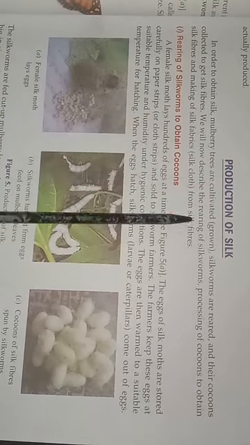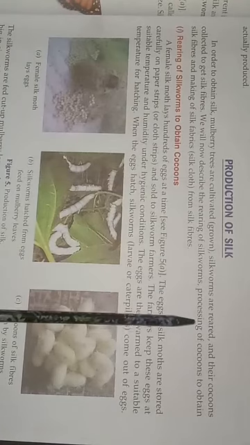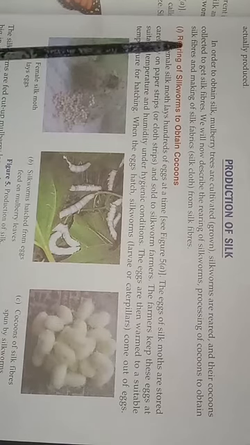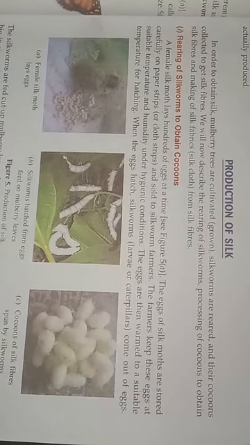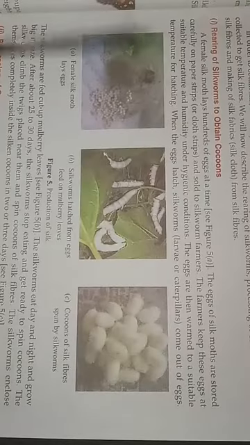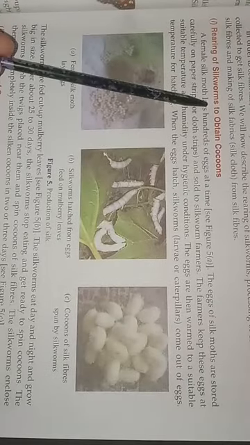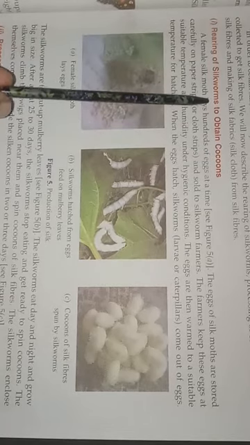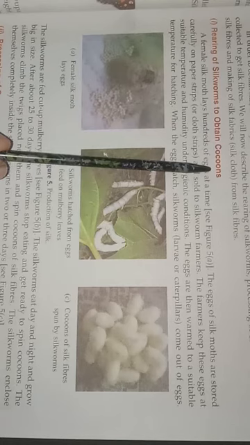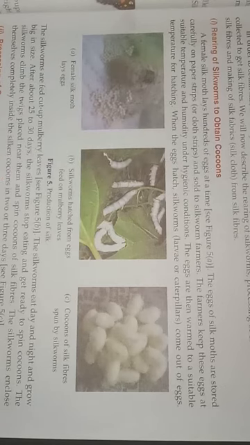We will now describe the rearing of silkworm, processing of cocoon to obtain silk fiber, and making of silk fabric from silk fiber. Again, we will go through all these processes which I have just shown you in detail, how it happens. The first process is rearing of silkworm to obtain cocoons. How do we get the cocoons?